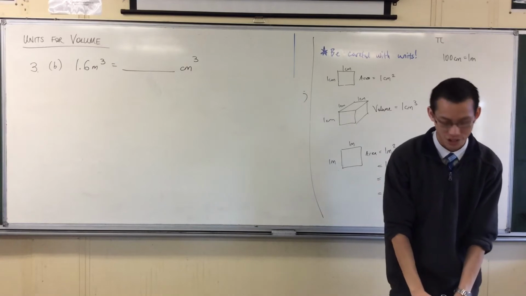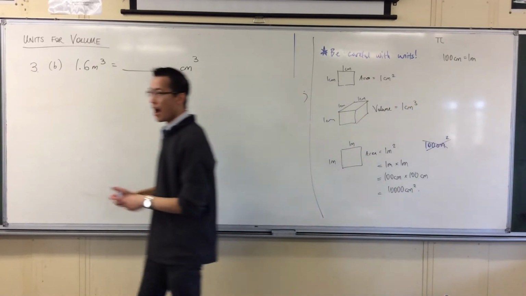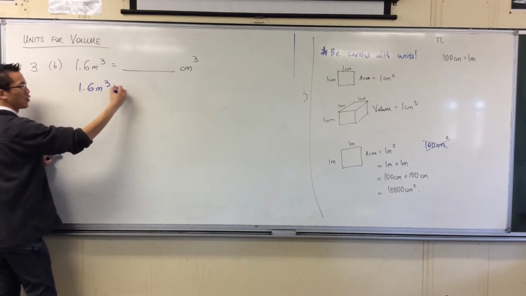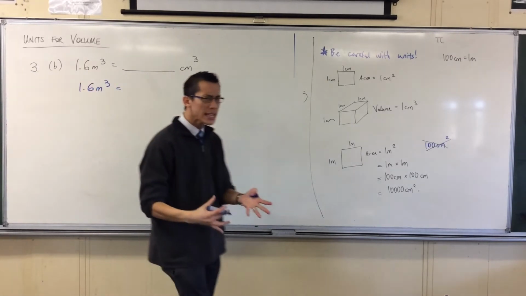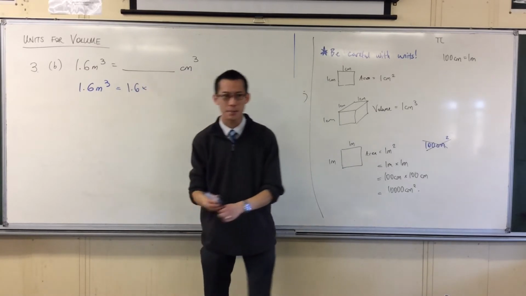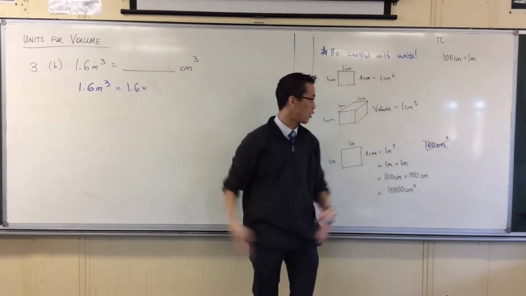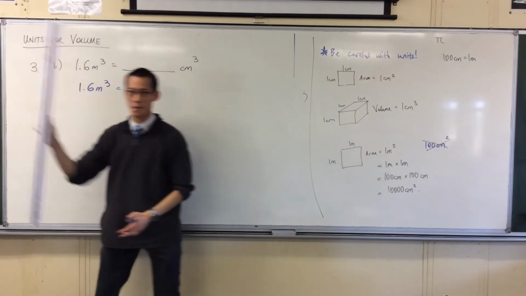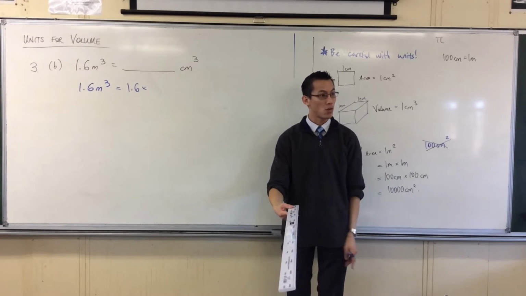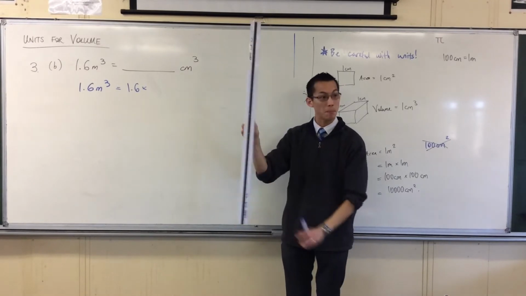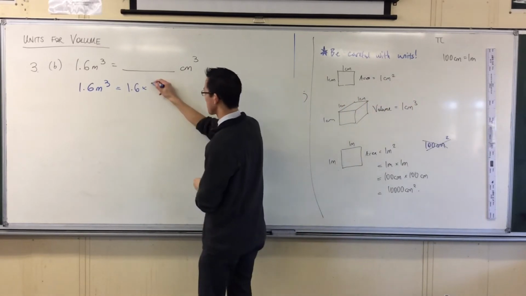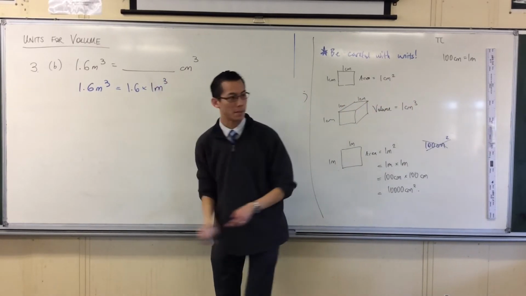Here's how I would actually set it out. I'll start by saying 1.6 meters cubed is really saying it's 1.6 times that big box I was showing you before, the big box that is this high and this wide and this long. So it's 1.6 of those boxes, okay? So therefore, I can say it's 1.6 times 1 cubic meter.